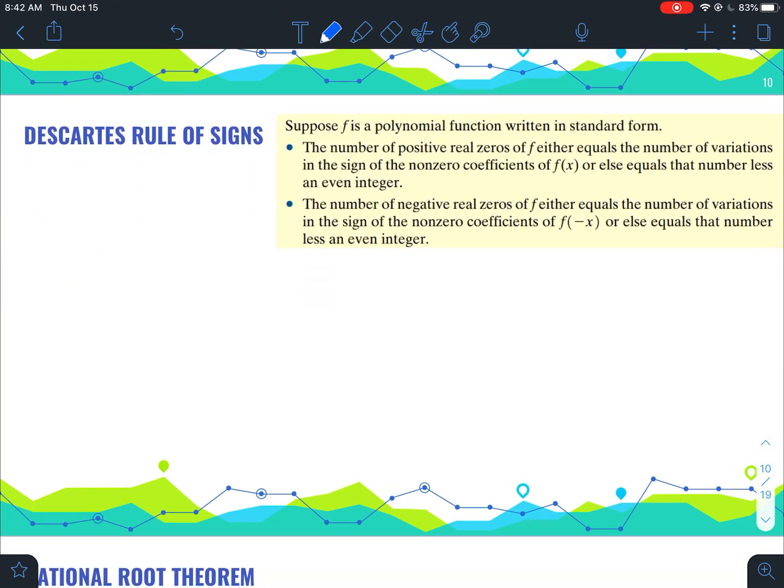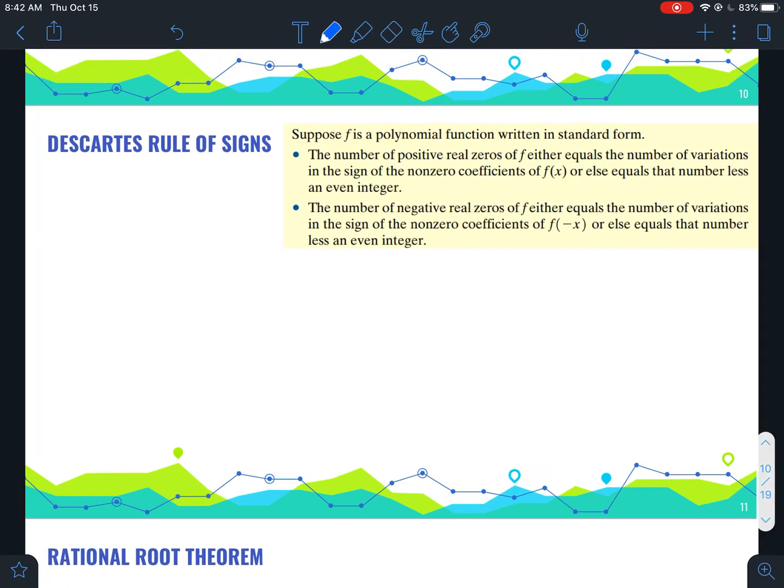The Descartes rule of signs, we're not going to really use in this class, but just so you guys know and have seen it before, if you have a polynomial that's written in standard form, so like f of x equals 5x to the 4th minus 3x cubed plus 2x squared plus x minus 1. The number of positive real zeros, so if I were to solve this, so like set it equal to 0 and solve, either equals the number of variations in the sign of the non-zero coefficients, so we have a positive, we have a negative coefficient, we have a positive coefficient, we have a positive coefficient, or else equals that number less than an even integer.